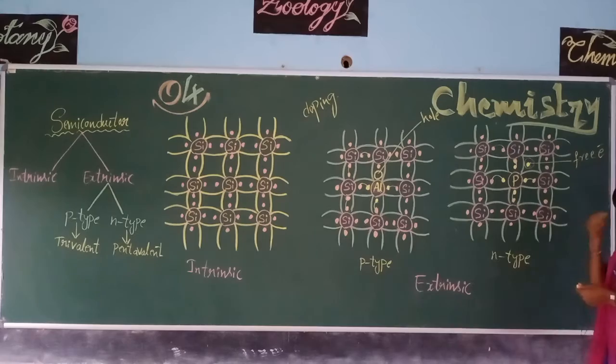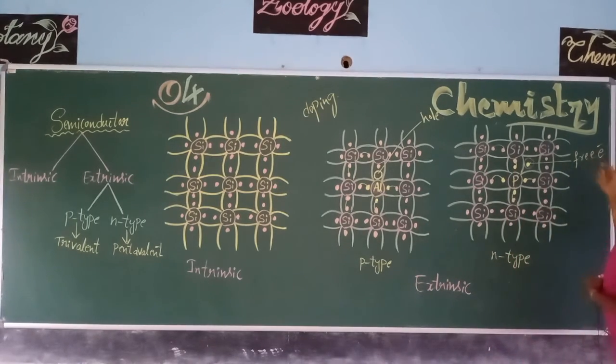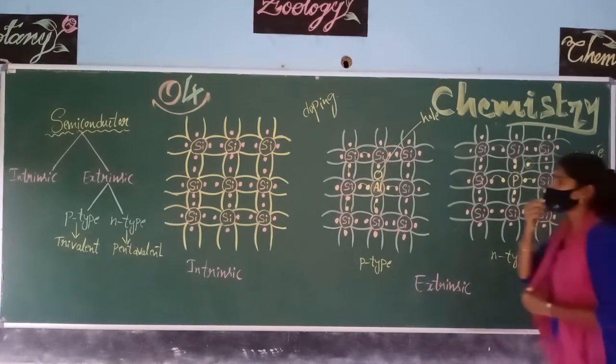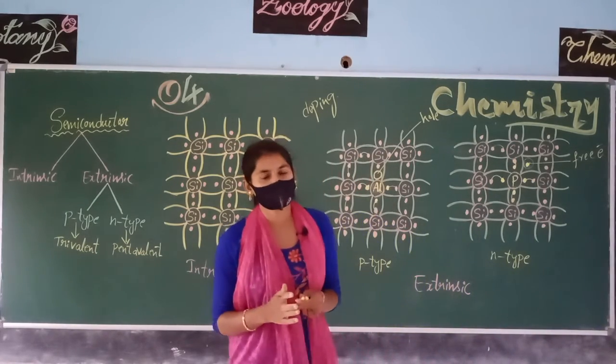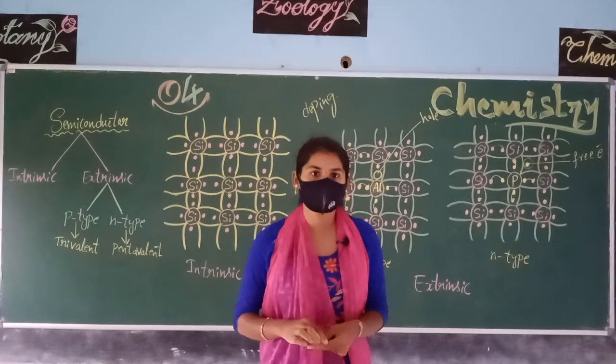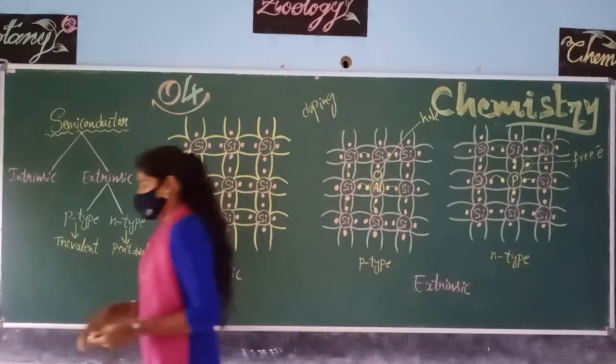In this way, by adding a pentavalent element to the n-type extrinsic semiconductor, free electrons can be generated. As phosphorus has 5 electrons and silicon has 4 electrons, one is extra, and that extra electron is occupied in the interstitial space. That electron is called a free electron. So in today's class we have understood about semiconductors, the types of semiconductors, and in detail about the p-type and n-type semiconductors. Thank you.